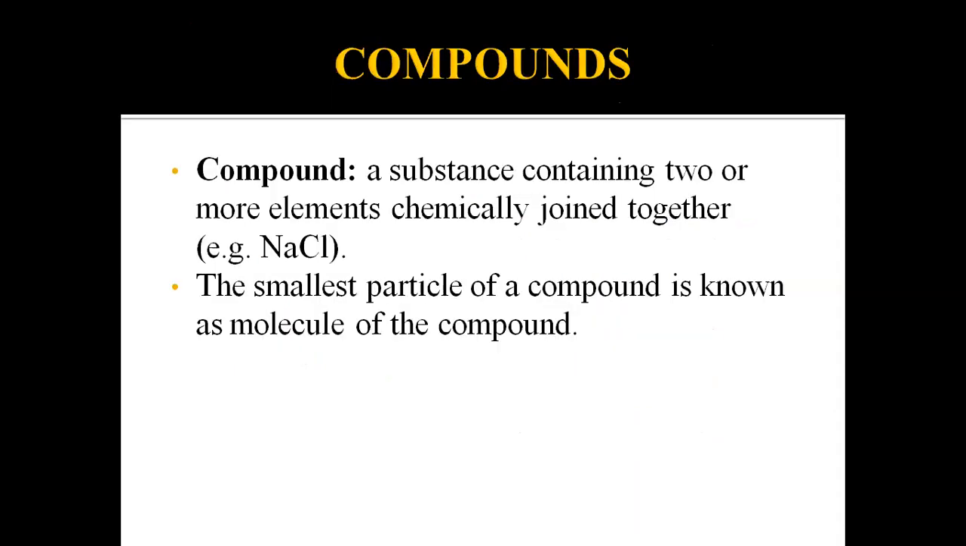Compound is a substance when there are two or more elements joined together through chemical means. Remember, you are having different elements. You don't have the same element here. Common salt is a perfect example. NaCl is the formula for the common salt. The smallest particle for any compound is known as molecule of that compound.